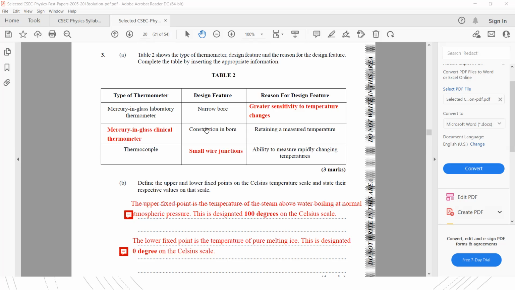Okay, so next one, now we see we have been given the design feature and the reason for the design. Constriction in the bore. Once you see this, you know that it's a mercury in glass clinical thermometer. Right, so this one is clinical thermometer. Thermocouple, and you're given a reason, ability to measure rapidly changing temperature. And once you're given that, you know that it's small wire junctions, right? Small wire junctions allow rapidly changing temperatures to be measured. Because when the junctions are small, they do not need a lot of heat to be warmed up. So the temperature will change very easily because they're small.